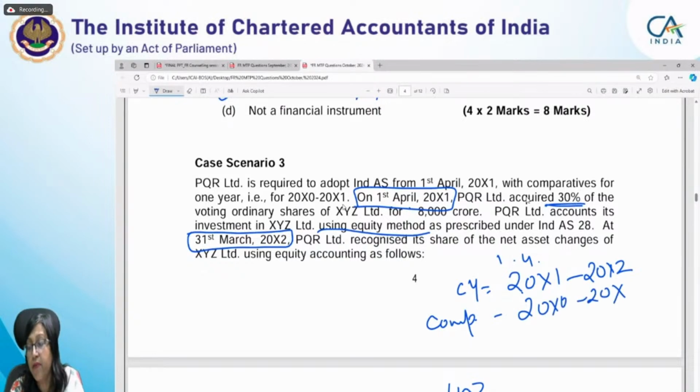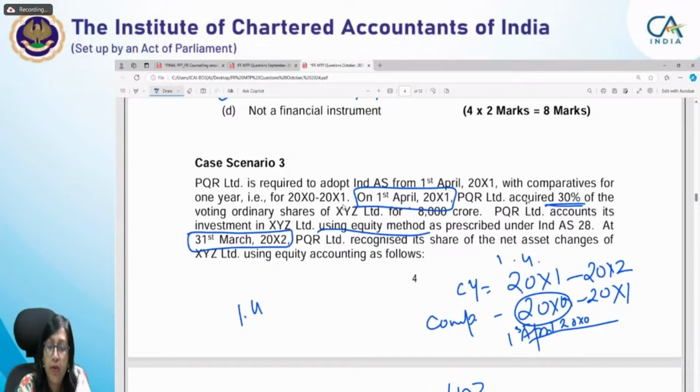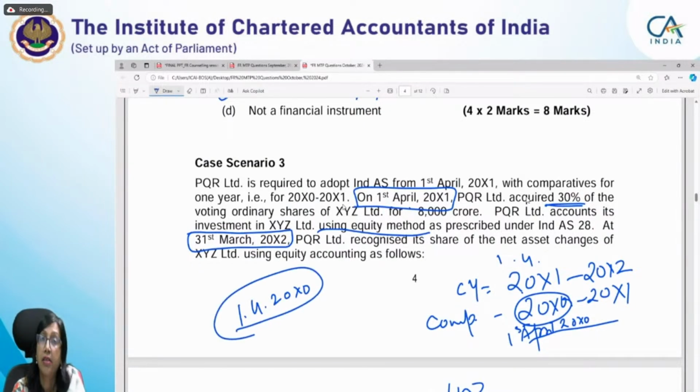And since it is the first time you are opting for transition, it is the immediate preceding date of the first date of the comparative previous year. The first date of this previous year is 1st April 20X0. So 1st April 20X0 will be the date immediately preceding the first date of your comparative year. This will be considered as your transition date. Okay. The transition date for Ind AS, and the current year will be 20X1-X2.